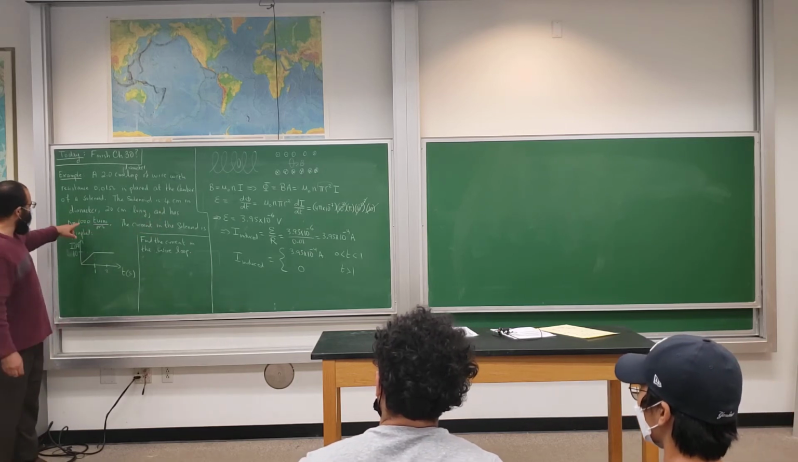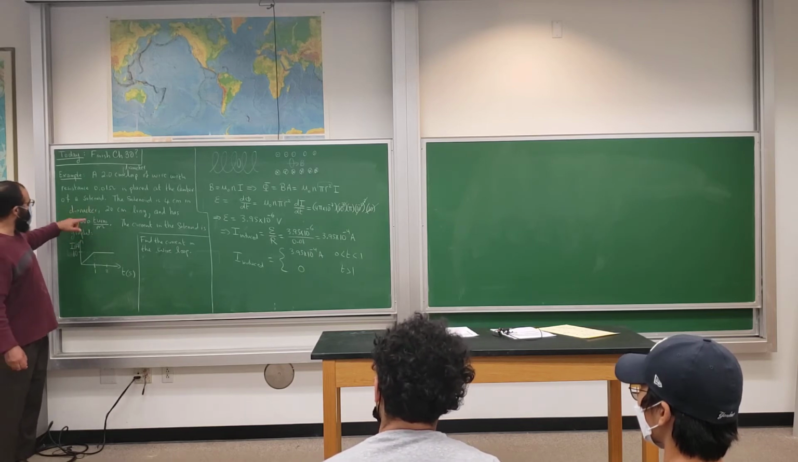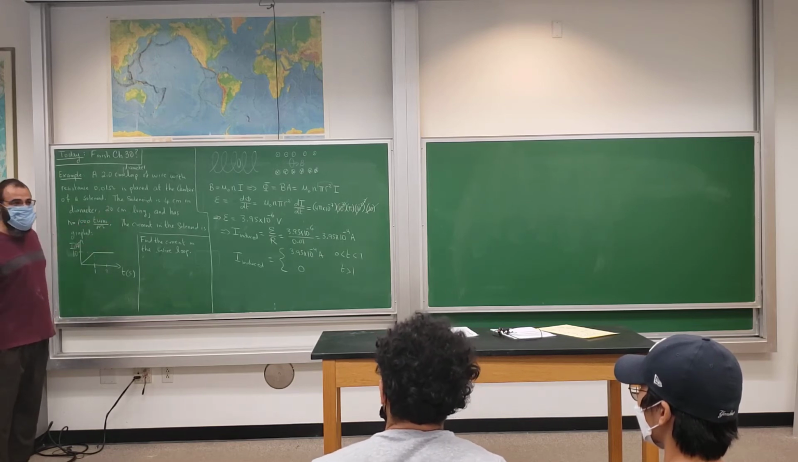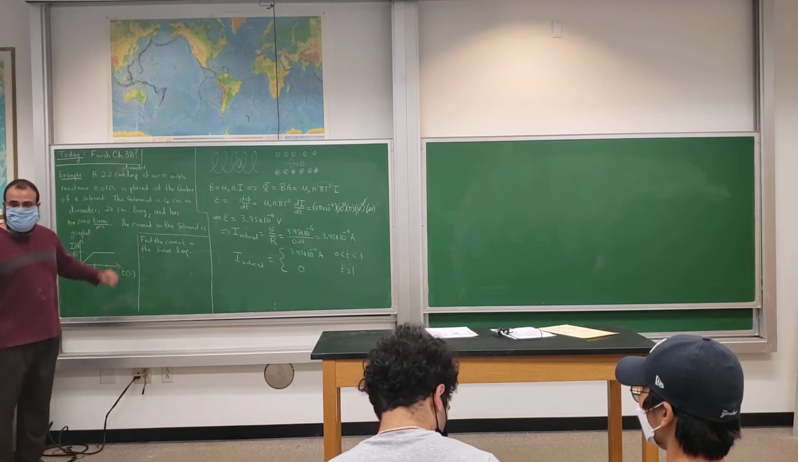So the book says it's 1,000 turns, not per meter, per 20 centimeters. So that's the reason. So we have it right actually. With these numbers, it's correct.